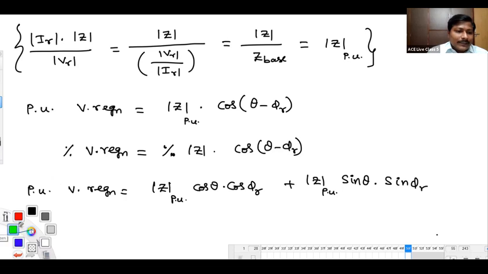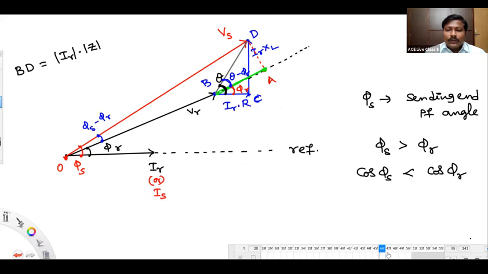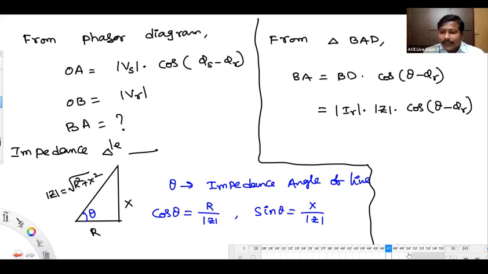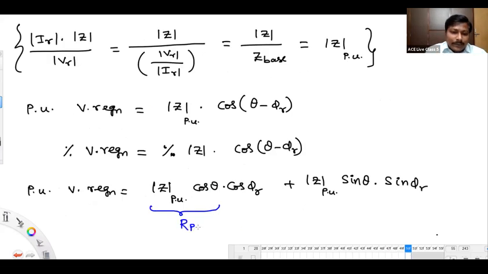What do you mean by Z per unit cos theta? Just look at this impedance triangle. What is cos theta? R by Z. What is sin theta? Sin theta will be X by Z. And Z cos theta is nothing but R, Z sin theta is nothing but X. So here, this is the resistance in per unit and the other one is the reactance in per unit.